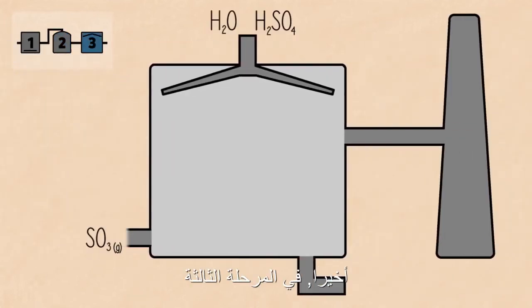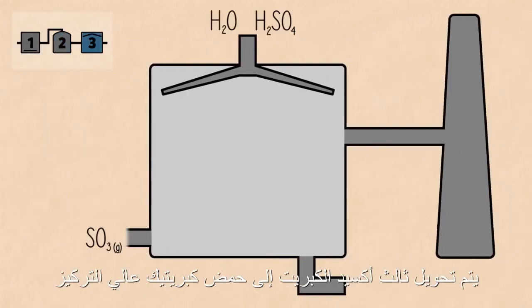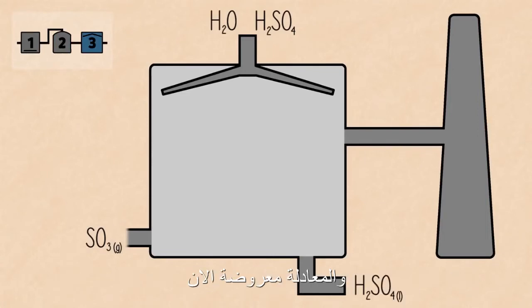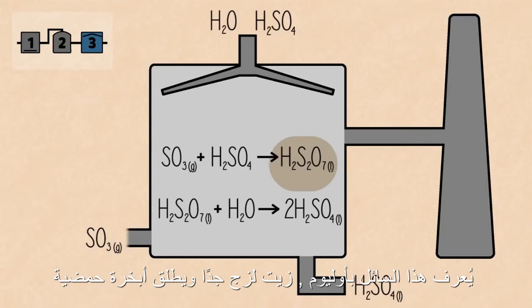Finally, in stage 3, sulfur trioxide is converted into a very concentrated sulfuric acid, and the equation is shown now. This liquid is also known as oleum. It is very viscous and releases acidic fumes.